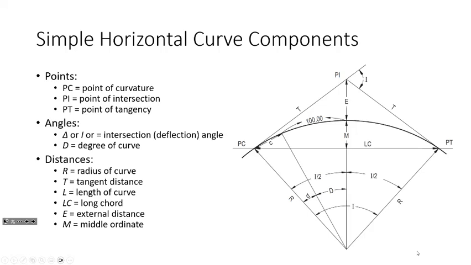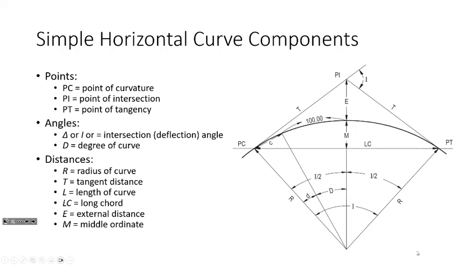And we have LC. LC is the distance from here to here. For every single curve in existence, which is longer, L or LC? L. The length of the curve is longer than the long chord distance. Every time, okay? That's just geometry. So if you're doing math and you get the opposite, you did something wrong, okay?